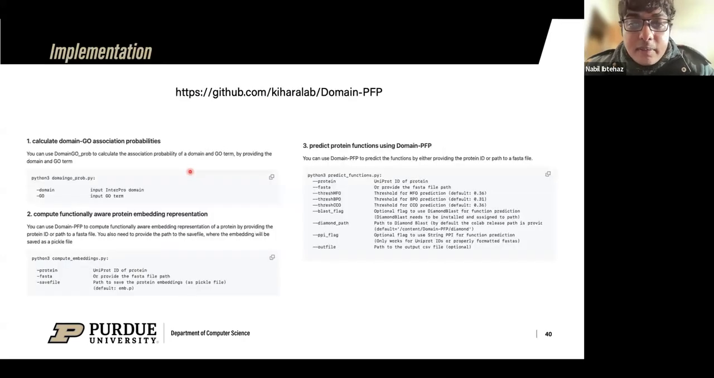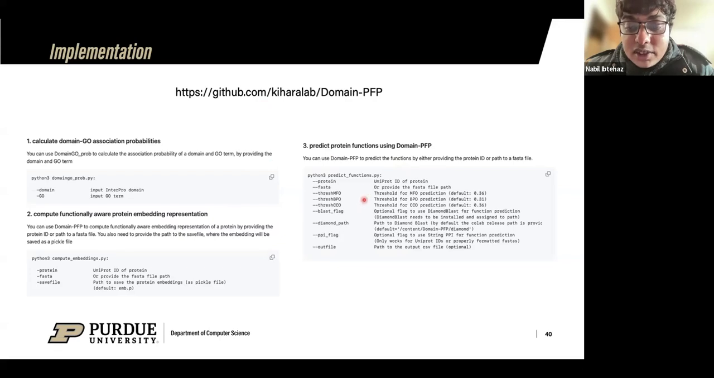And we have made all our source code public, and it can be found on GitHub. We also have released our models, and users can download the models and calculate the domain-GO associative probabilities. They can extract the functionally aware protein embedding representations, which can be used for other applications.